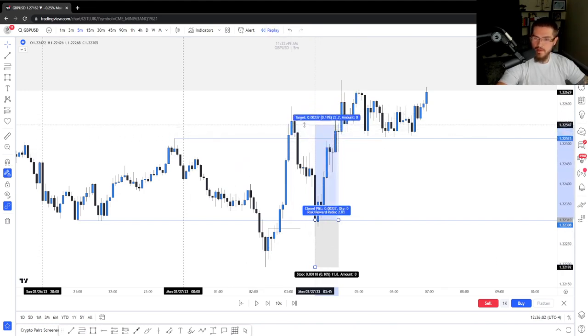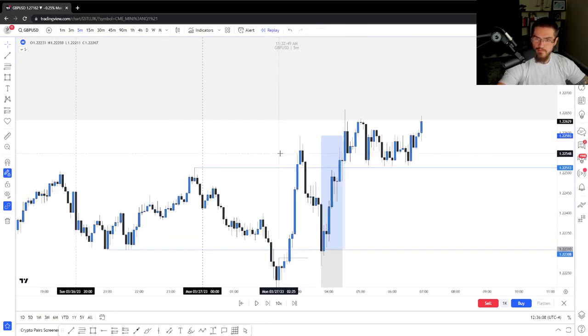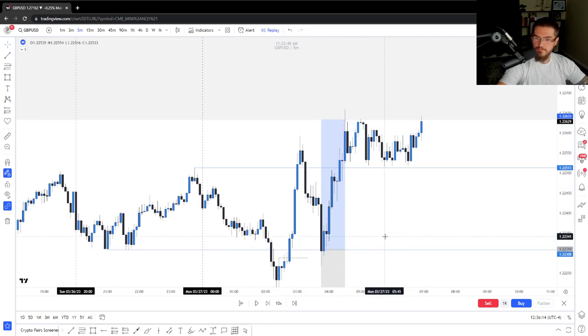That's just the minimum for this setup or the other setup we're going to go over. You know, target out just recent structure, because then you're just playing this displacement range. Or you could target out that 1 hour order block or 4 hour order block.